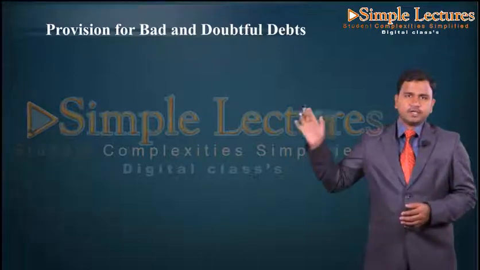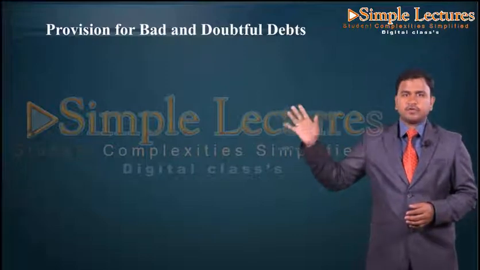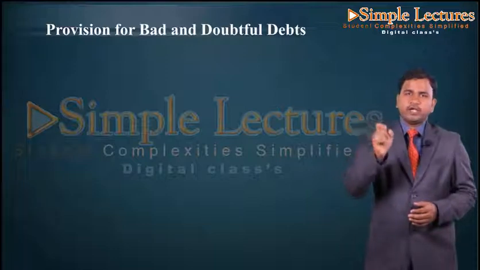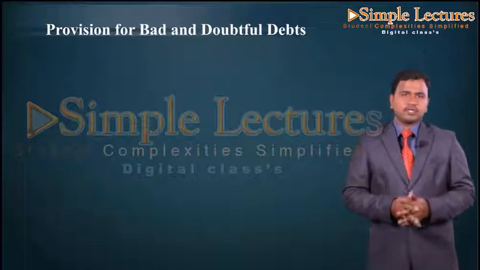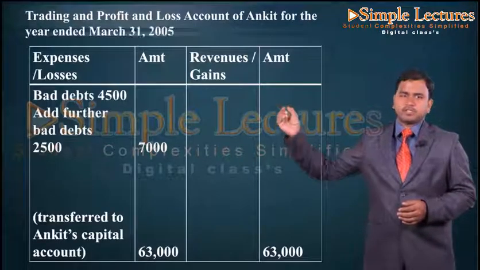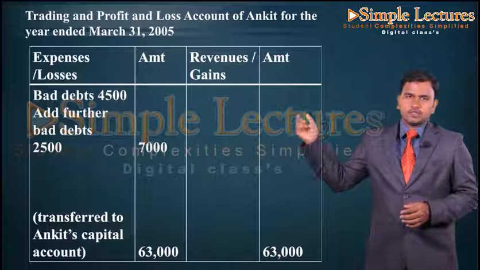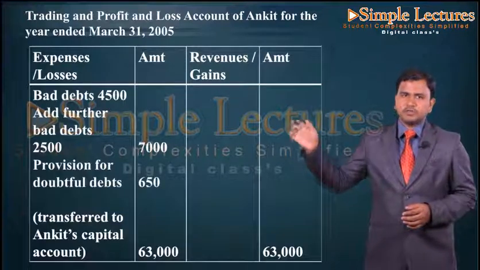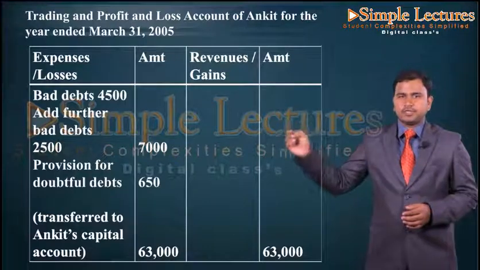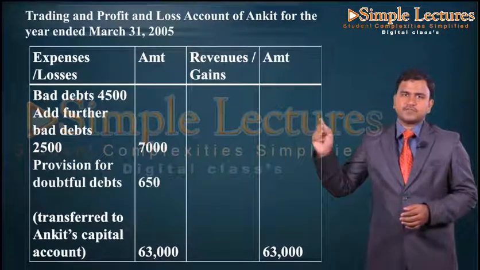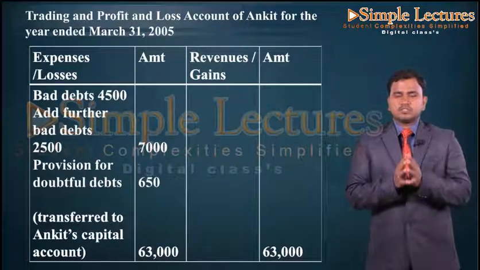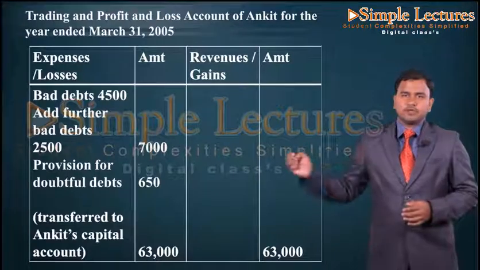We can see that in the trading account we are not going to change any value, because bad debts is an indirect loss which will be recorded in the profit and loss account. 4,500 plus further bad debts 2,500, where the total was 7,000. And provision for bad debts will be shown separately on the debit side. Provision for doubtful debts 650, which is 5% on the total debtors, which is 13,000. The same will affect the profit of the organization.